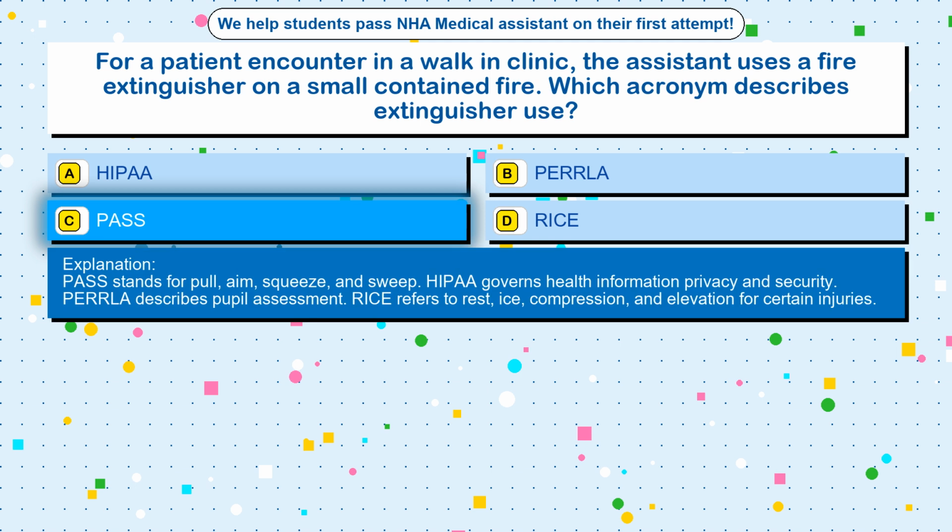PASS stands for pull, aim, squeeze, and sweep. HIPAA governs health information privacy and security. PERLA describes pupil assessment. RICE refers to rest, ice, compression, and elevation for certain injuries.